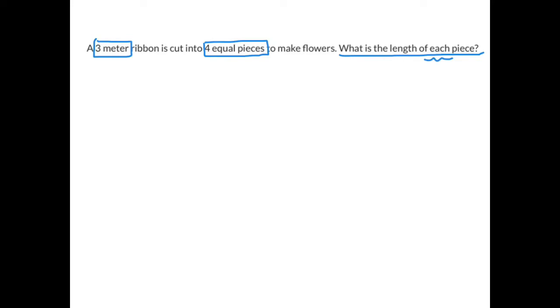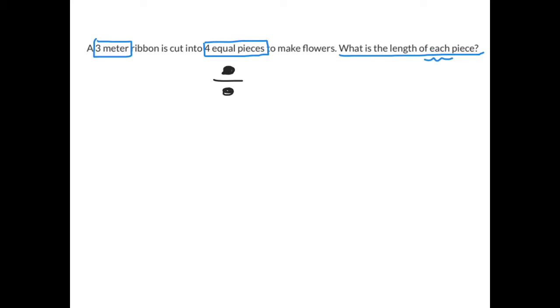Now here, I really need to think about what is happening to help me determine my operation. So I'm thinking about, I have some ribbon. That ribbon's being cut into 4 equal pieces. So that tells me right away that I know I'm dividing. If something's being cut into equal sized pieces, it's being put into groups.